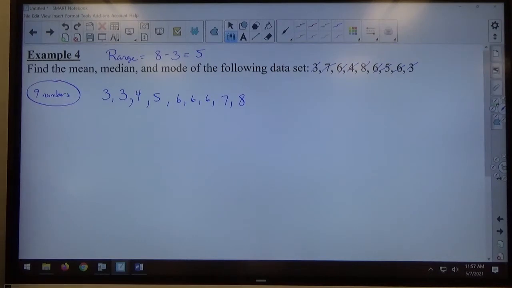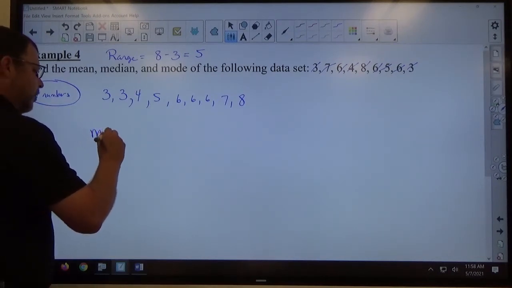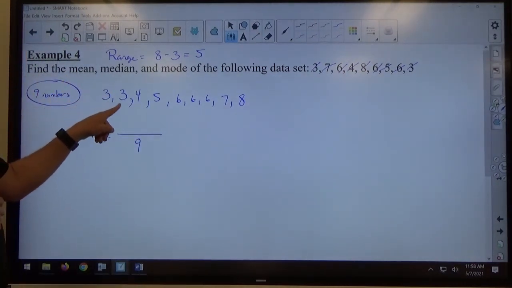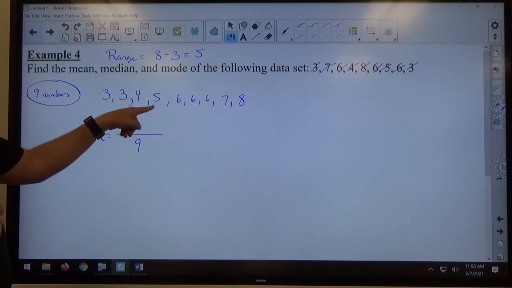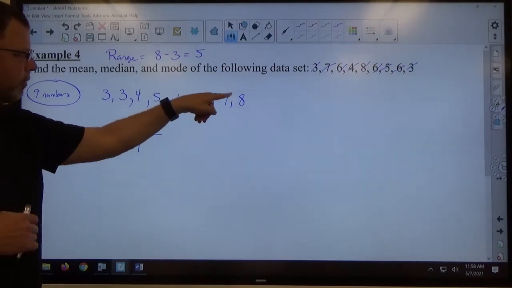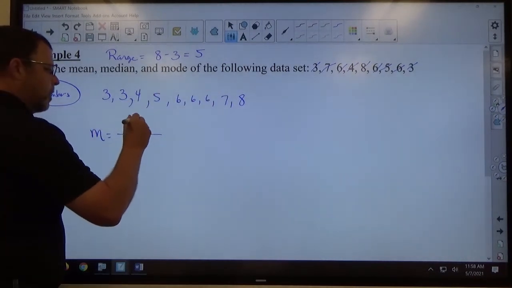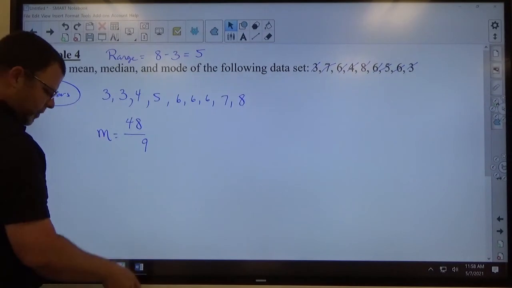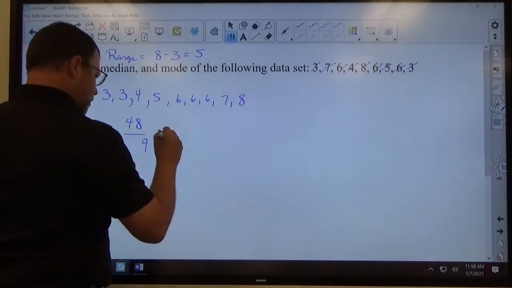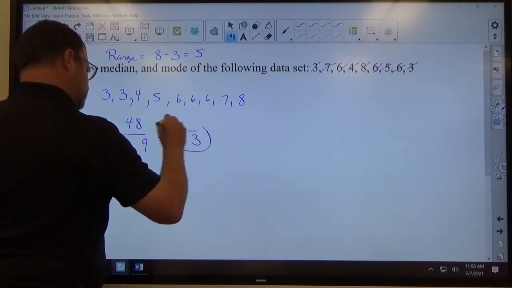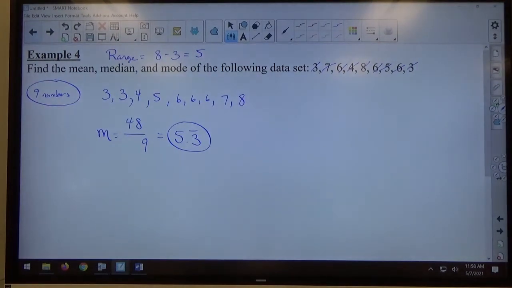So mean is the sum divided by the number of numbers. So the mean here is going to be something divided by 9. And the something is just the sum of all these numbers. 3 plus 3 is 6, plus 4 is 10, plus 5 is 15, 21, 27, 33, 40, 48. So 48 divided by 9 is going to give me the mean. If I punch that in the calculator, I'm going to get 5 and 1/3, so 5.3 repeating. Of course, if they ask me to round it, I can round it to whatever. So 5.3 repeating is the mean of this set of data.